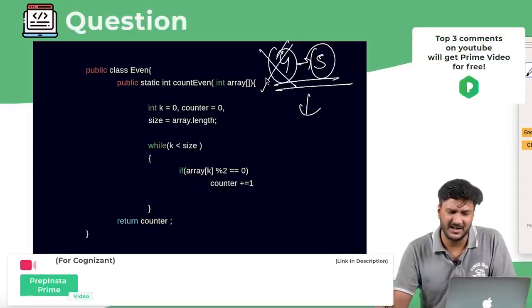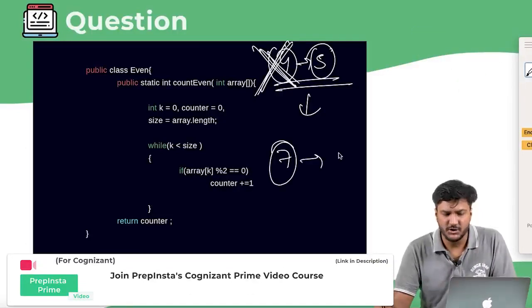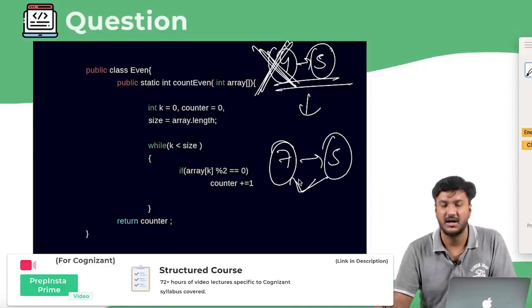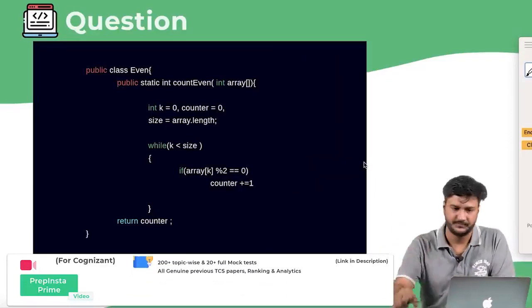I'll say 4 it was last year, but this year they'll be hiring less. So I'll say out of 7, you should do 5 at least 100% correctly. Right. So let's move ahead to the next question.